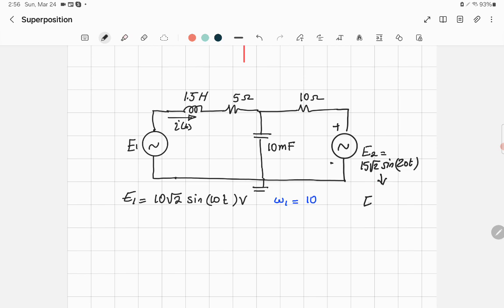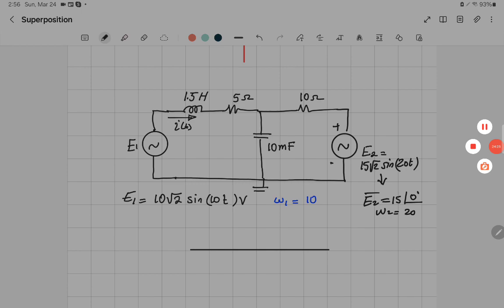It means the phasor will be equal to 15 at angle 0, but omega 2 is equal to 20, and apply the same thing. That's it. So just try to solve it, and then we'll check the result, and that was the answer. I hope that you got it. All right. Thank you.